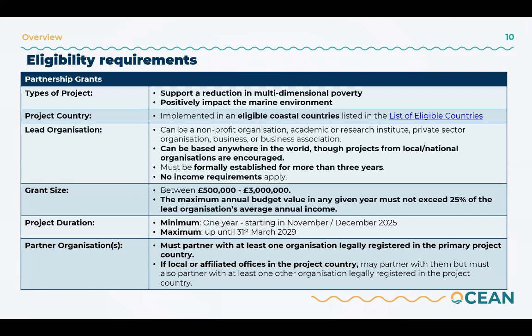The grant size is between 500,000 and 3 million, and the maximum annual budget value in any given year must not exceed the 25% of the lead organization's average annual income. Project duration we have already mentioned, and partner organizations, the same. Like we have said, you need to be partnered with at least one organization legally registered in the primary project country. And in case your organization already has an office in that country, you need to partner with another organization that is legally registered in the project country.